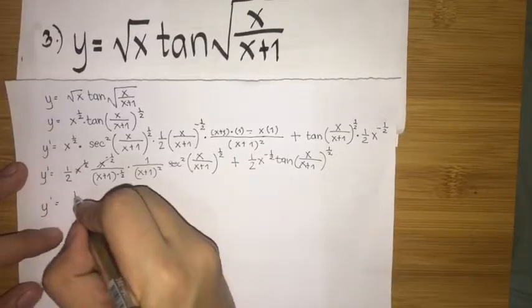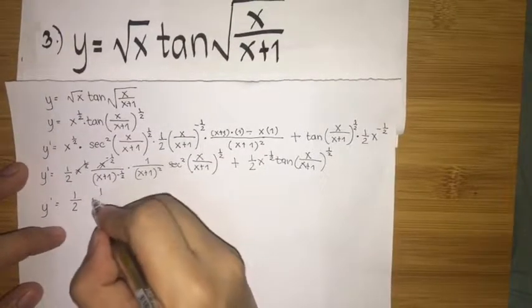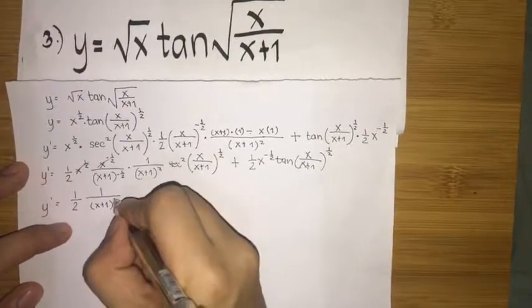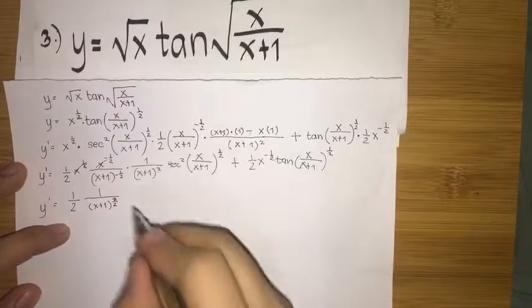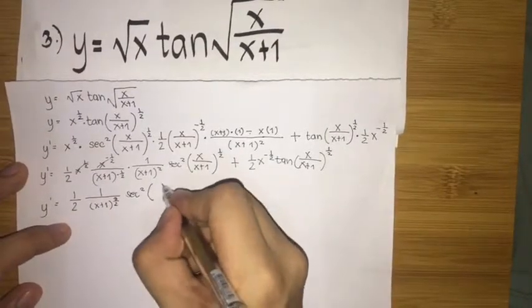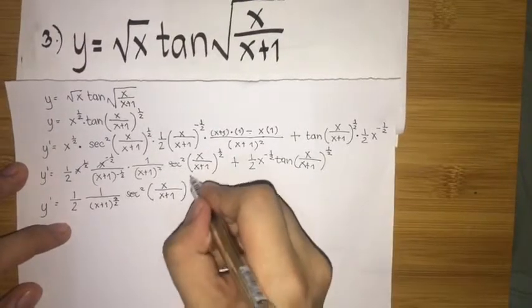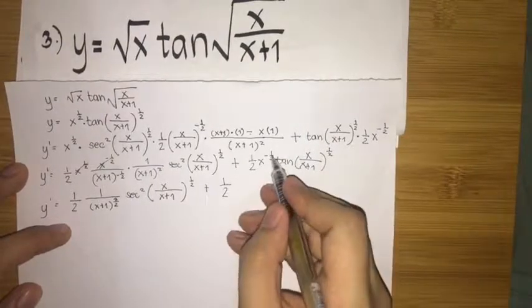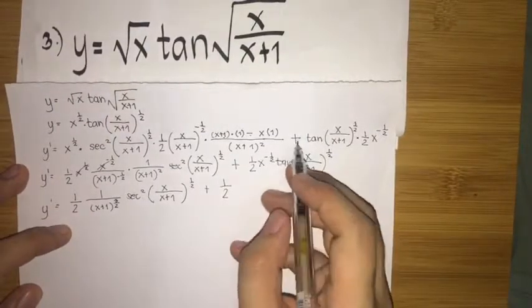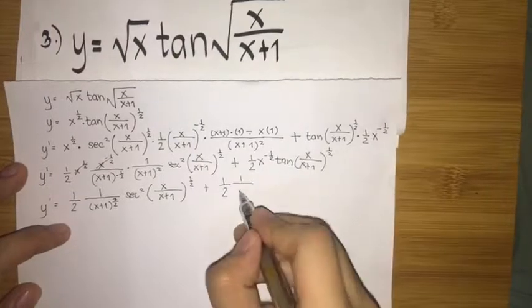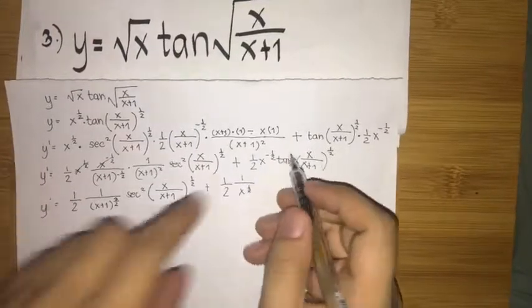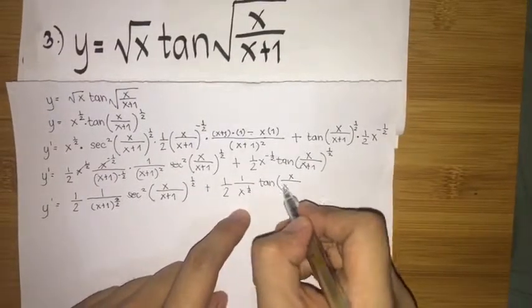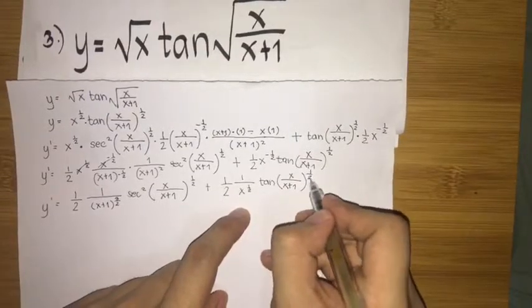So let's write it down first. So 1/2 over 1 over x plus 1 raised to 3/2, right? Then secant squared of x over x plus 1 raised to 1/2, plus 1/2, and I want to write the x raised to negative 1/2. I will write it as 1 over x raised to 1/2 since it is a negative exponent. So tangent of x over x plus 1 quantity raised to 1/2.